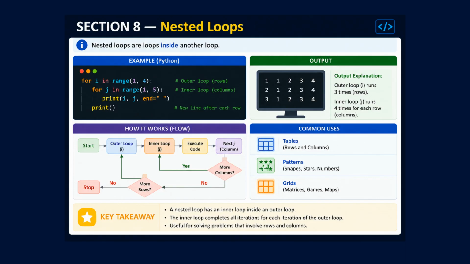Key takeaway: a nested loop contains an inner loop inside an outer loop, and the inner loop completes all its iterations for every outer loop cycle.